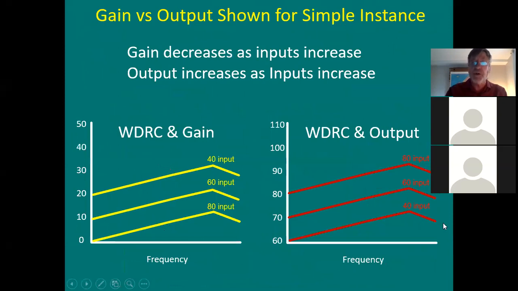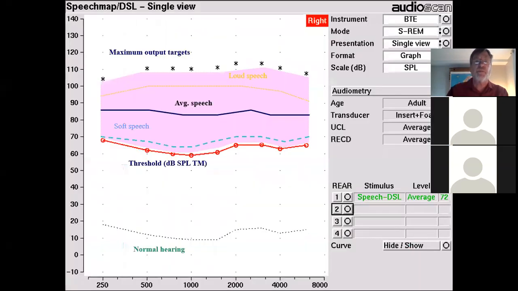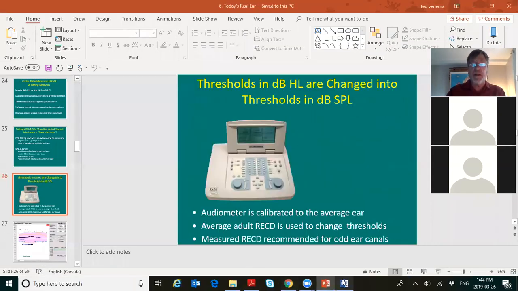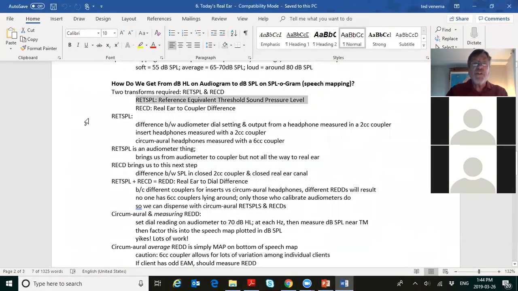We should actually look more at our notes for this. So I'm going to go to our notes. Okay, so having escaped out of there, looking at our notes. Reference equivalent threshold sound pressure level. It's the difference between an audiometer dial reading setting and the output from the headphone measured in a 2cc coupler. And it's got to be an insert headphone because inserts are calibrated on a 2cc coupler. So if your dial is set at 1000 hertz and it's set at 70 dB, what's the output from the headphone in the 2cc coupler? Call that X, whatever it is.